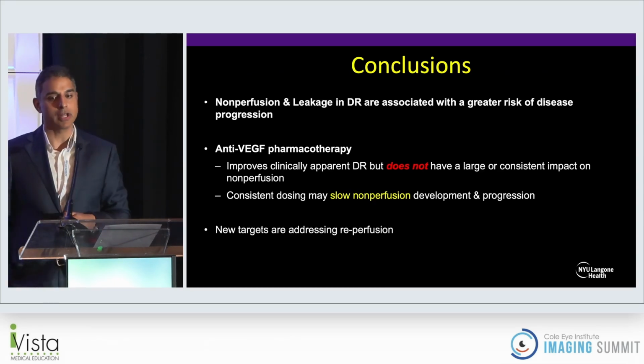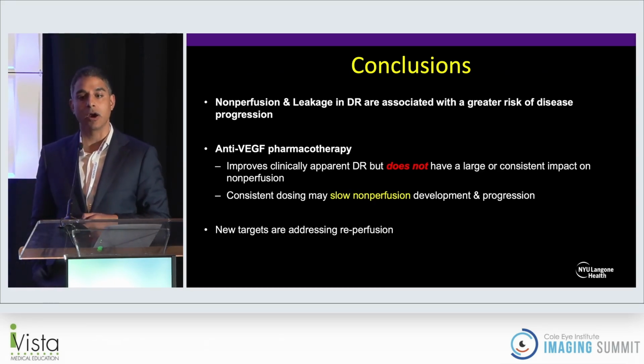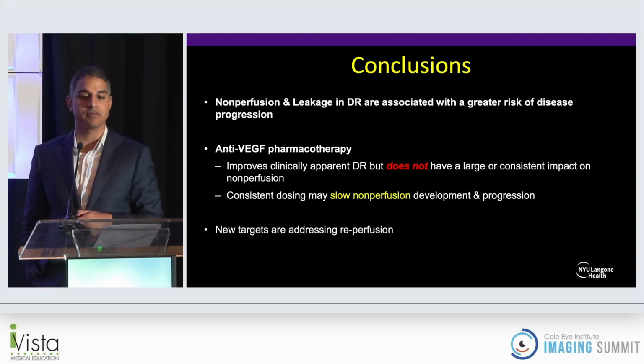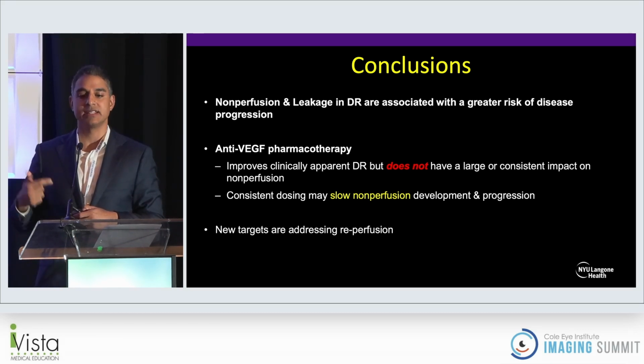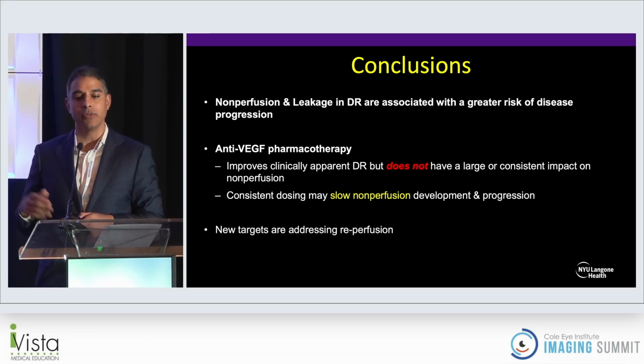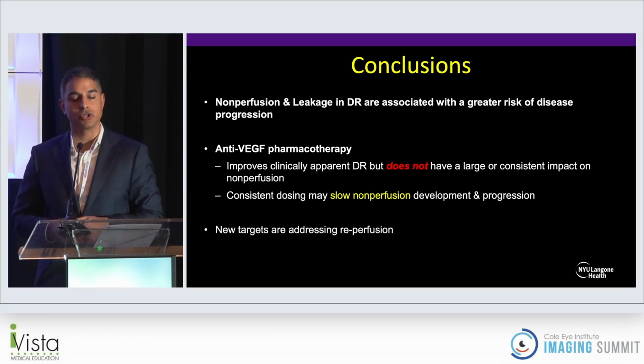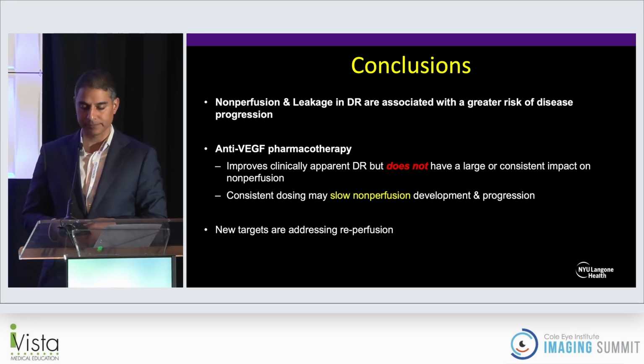So in conclusion, non-perfusion and leakage in DR are associated with greater risk of disease progression. Anti-VEGF has a complicated relationship with DR. It improves clinically apparent DR, that's very obvious, but it doesn't have a large or consistent impact on non-perfusion. And the only way to sort of slow non-perfusion is with consistent monthly therapy. And new targets are addressing reperfusion. Thank you.